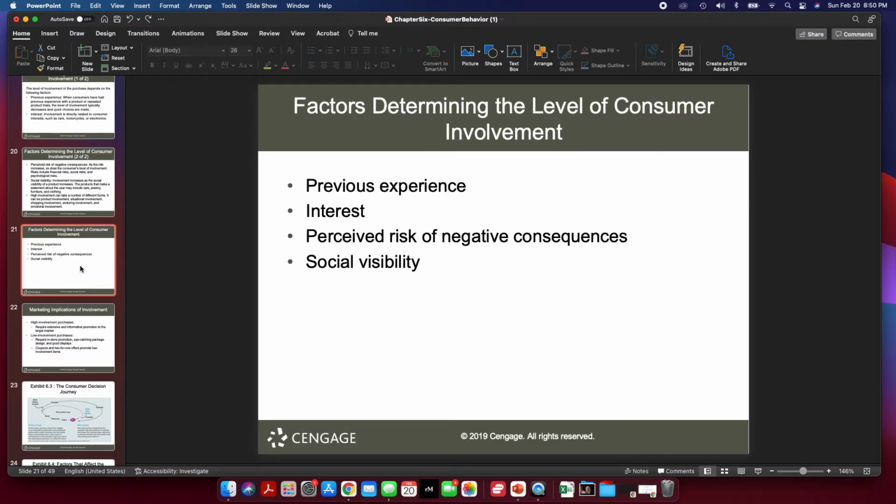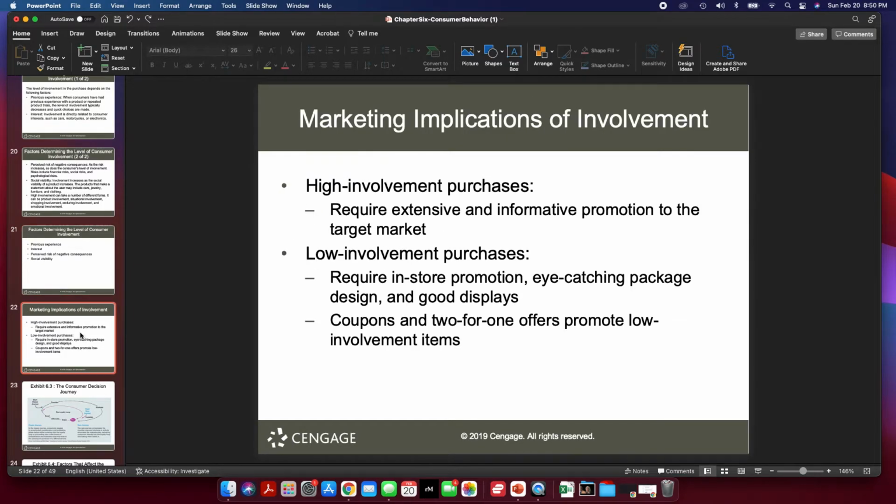Previous experience, interest, negative consequences, and social visibility. These are four factors determining the level of involvement. And if you think about it, high involvement purchases require extensive and informational promotion of the target market. Think about cars. We were talking about cars, right? A lot of reviews, a lot of downloads, a lot of things that they have to look at, right?